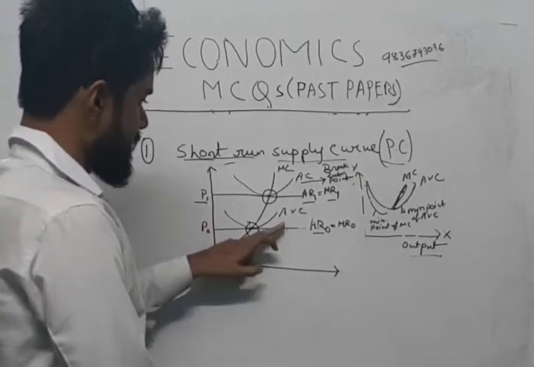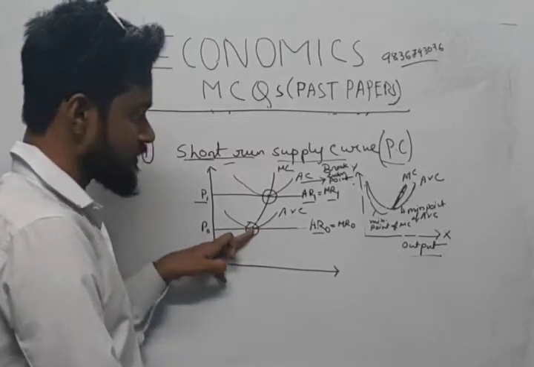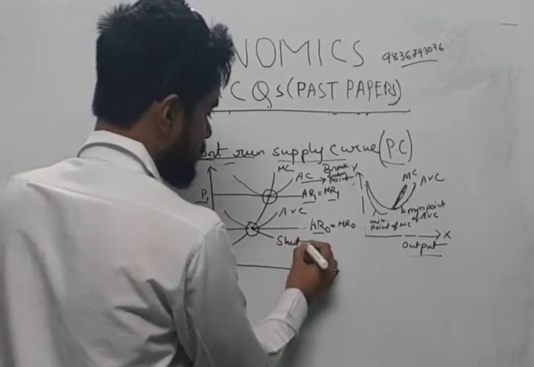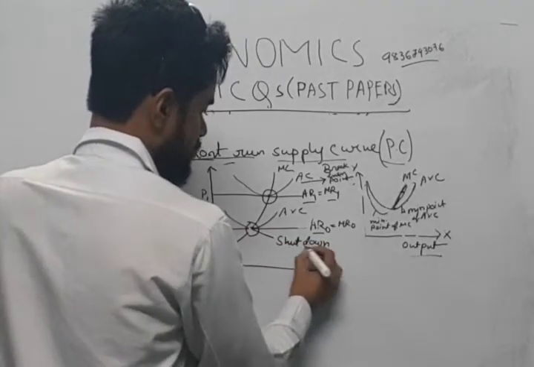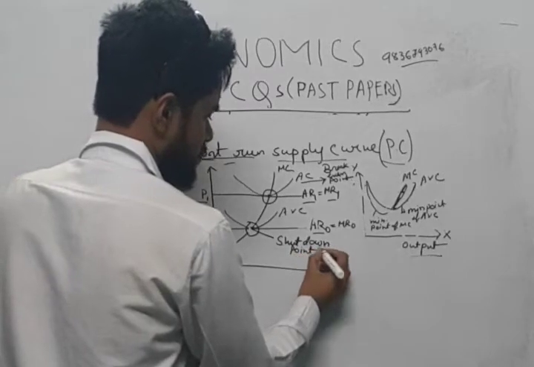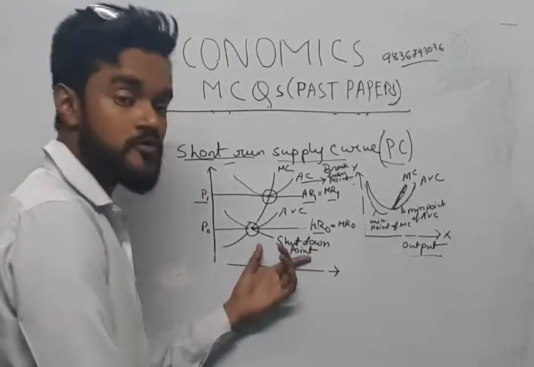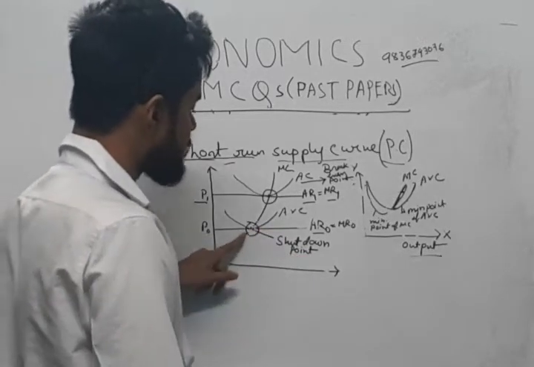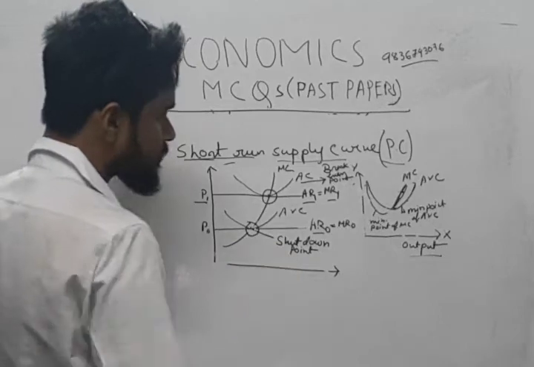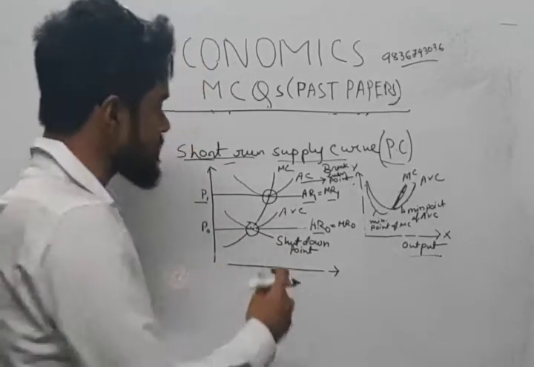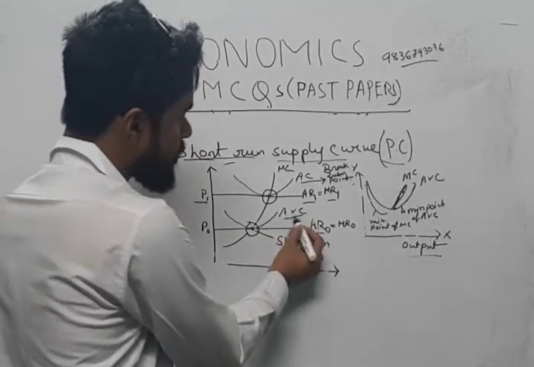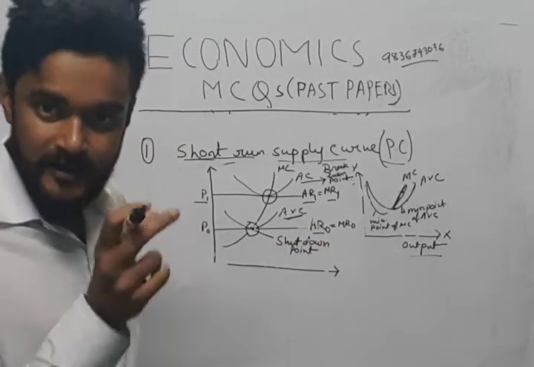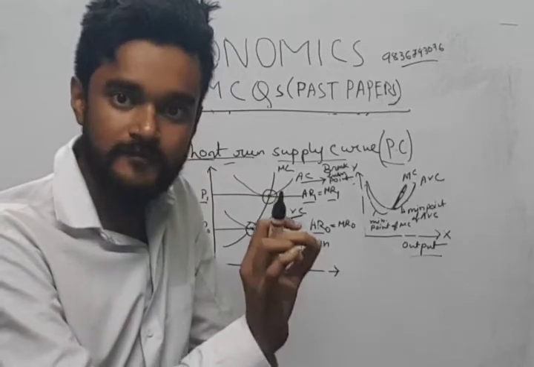Now, where the AVC curve is tangent to the equilibrium point, which is the case here, we call it the shutdown point. Now, what is the concept of shutdown point here? Shutdown point is basically a point after which the production won't take place, because at this level the minimum of AVC is covered, that is, the fixed cost is at least covered.